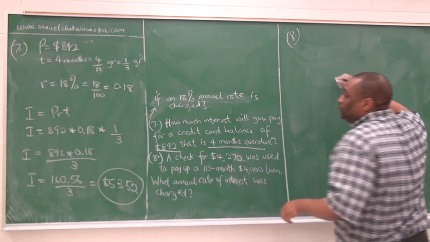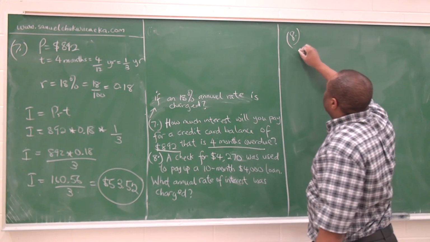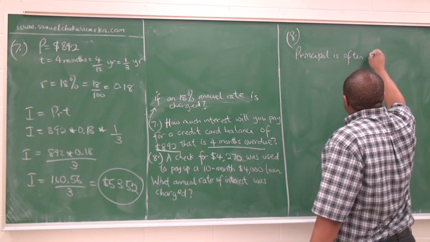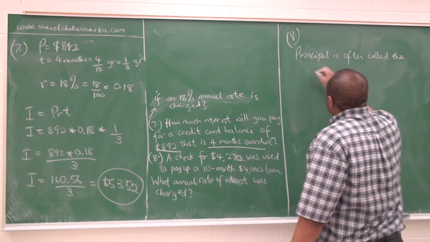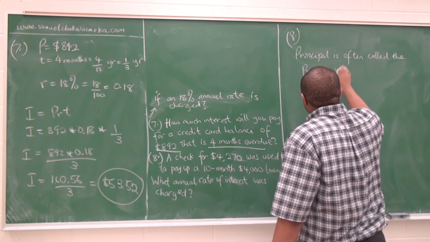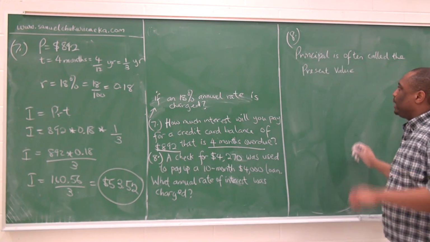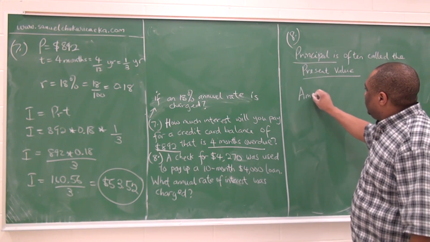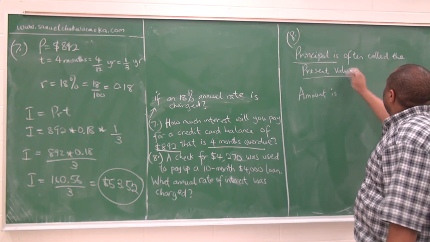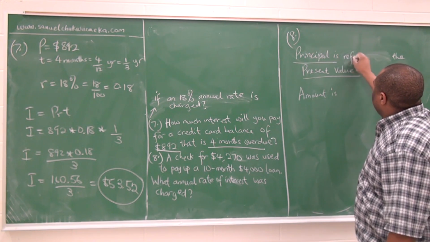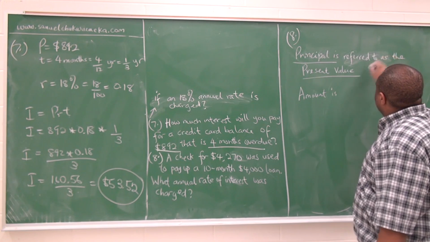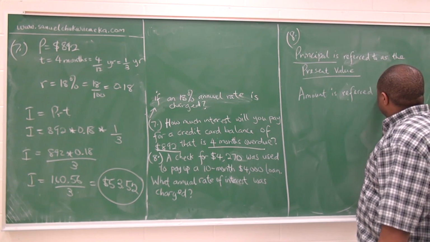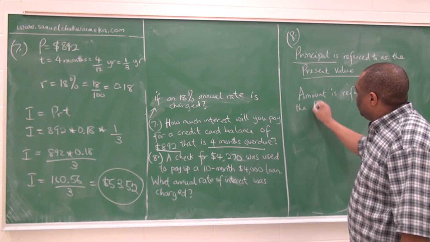Now, this person has led me to a clue. You now see that the principal sum, principal, is often called the present value. And this is very important because when we do compound interest, you will see what I mean. Principal sum is called the present value, and amount is referred to as the future value.